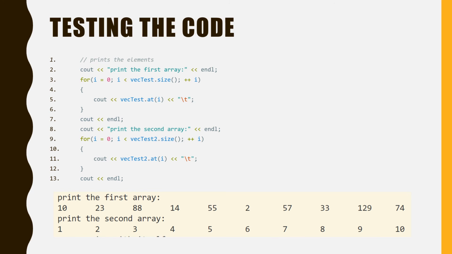At last, we will test the merge operation. We first print out the two arrays to be merged. The first one is the array that we have been dealing with so far. The second one consists of numbers from 1 to 10.